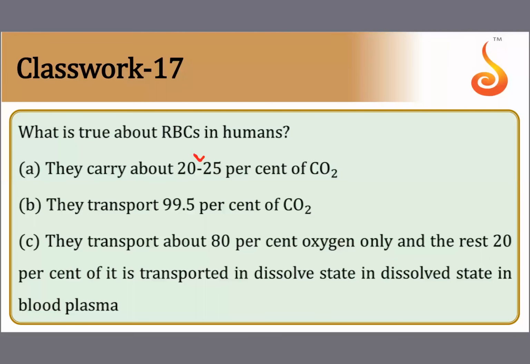20 to 25%, to be very precise, 23% of carbon dioxide is actually transported by your RBC in combination with hemoglobin. And they don't transport 80%, they transport 97% of oxygen in combination with hemoglobin, and the remaining 3% is transported in the form of dissolved state in the plasma.